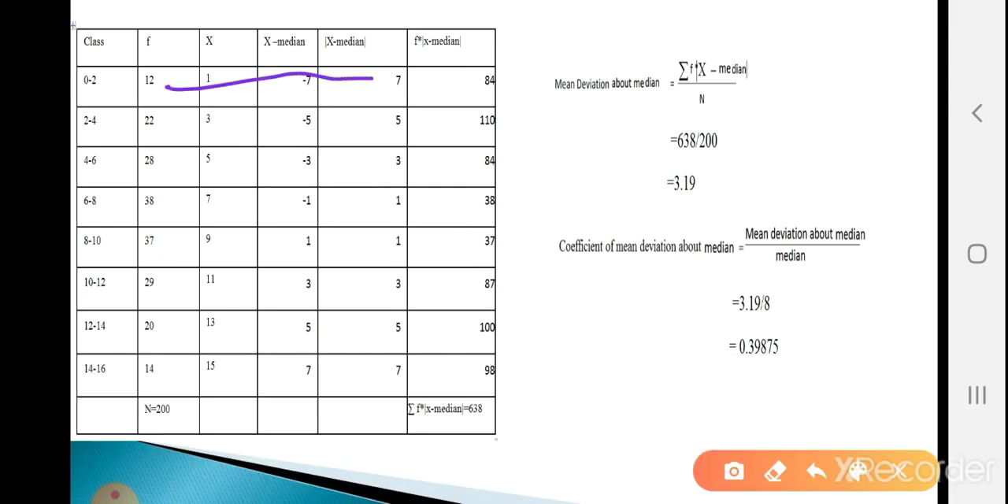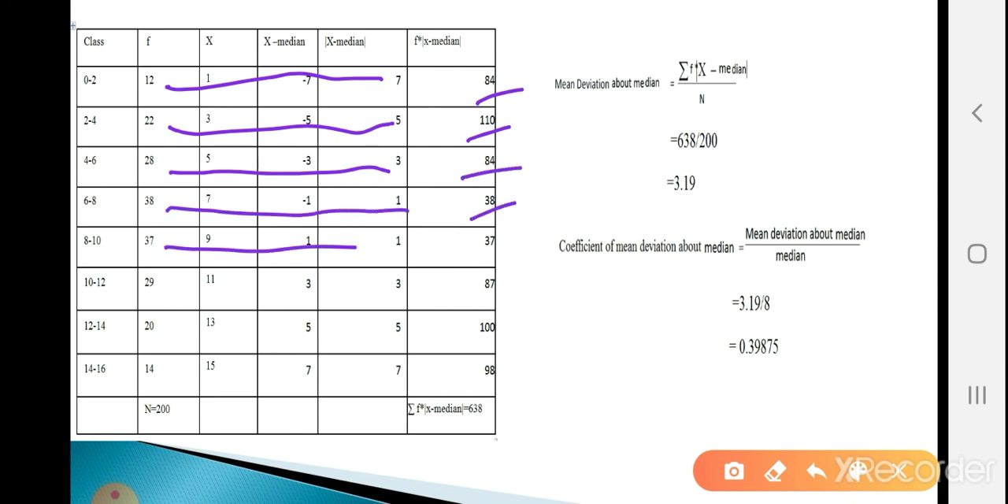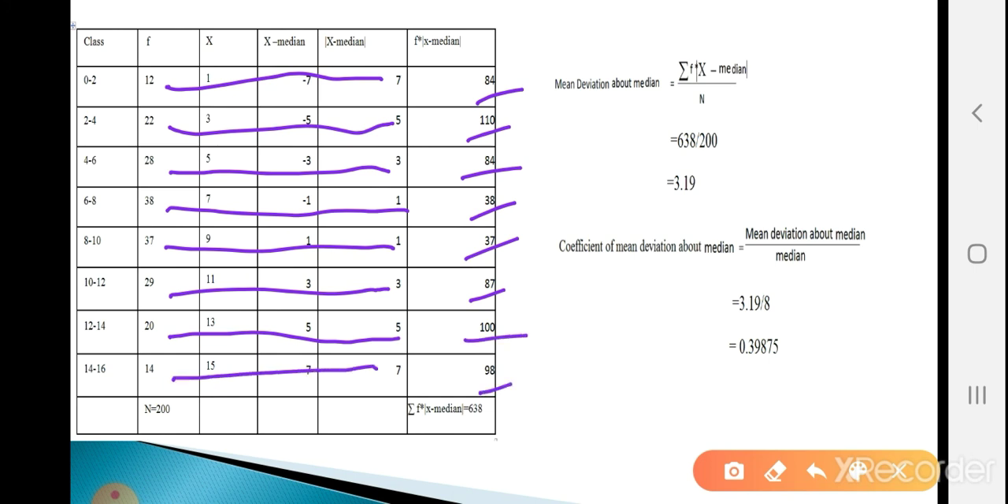So 12 into 7, that is 84. 22 into 5, that is 110. 28 into 3, that is 84. 38 into 1, that is 38. 37 into 1, that is 37. 29 into 3, that is 87. Then 20 into 5, that is 100. And the last 14 into 7, that is 98. We need the total of last column. So the last column total is 638. So summation f into mod of x minus median is equal to 638.